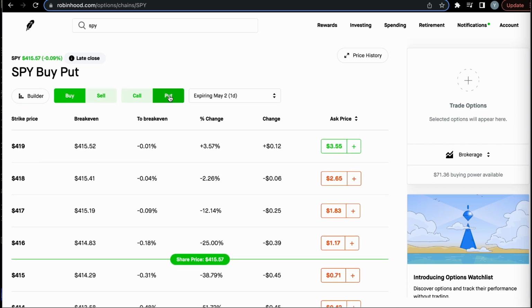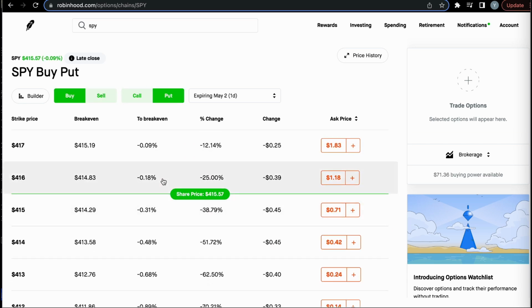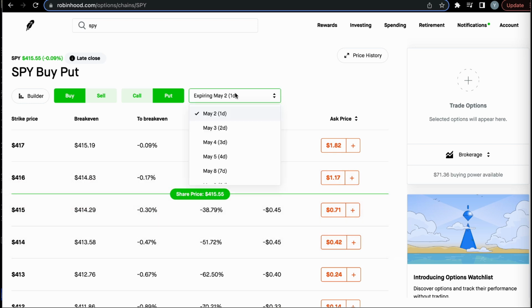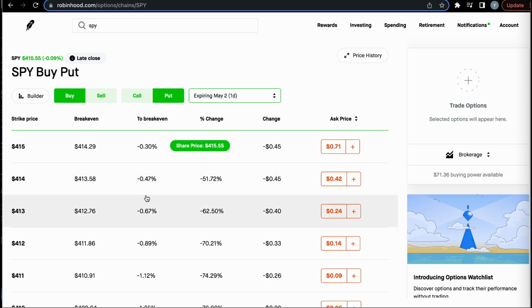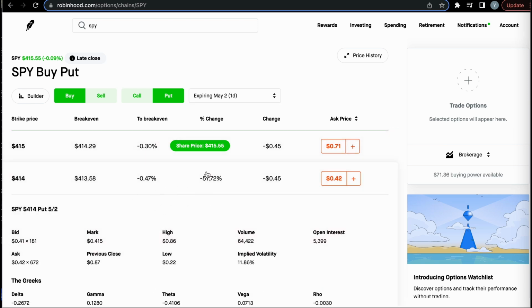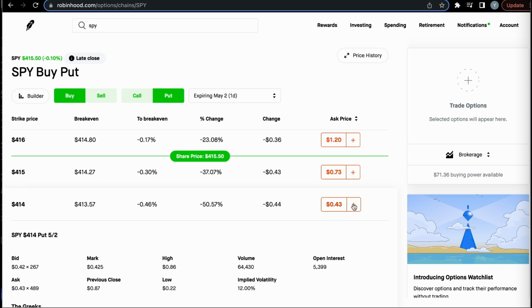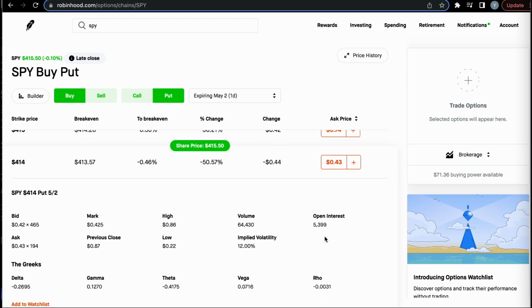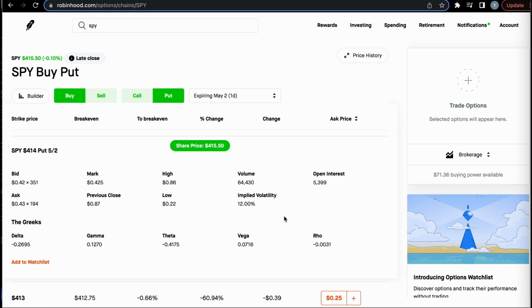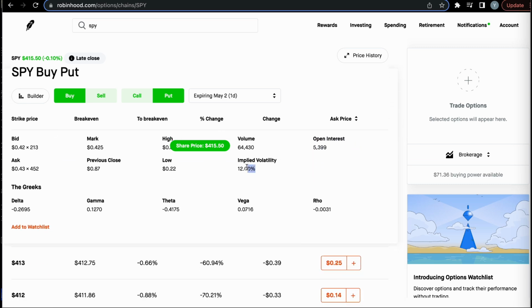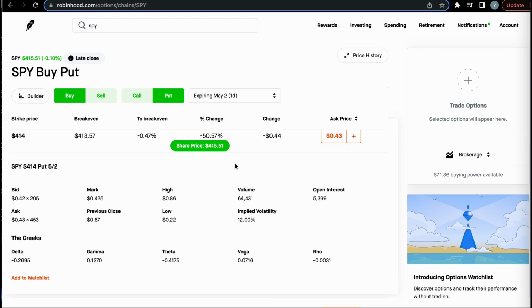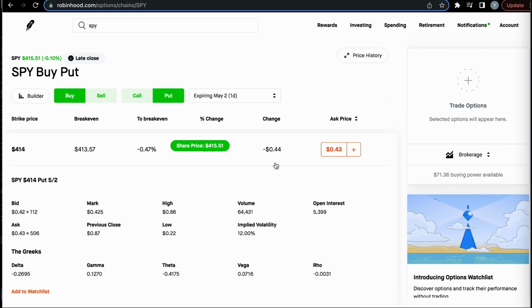I will switch it to puts, and we're going to take a strike price below the current price, and you pick the expiration date. We're just going to pick tomorrow, to make it easy, and 414 would be the price I will choose. It's going to cost 43 cents, basically $43, because you have to remember this is times 100 shares. The open interest is a good amount, so basically people are interested in this contract. Implied volatility is low, so we're getting this contract for a decent price. It's not a high volatility.